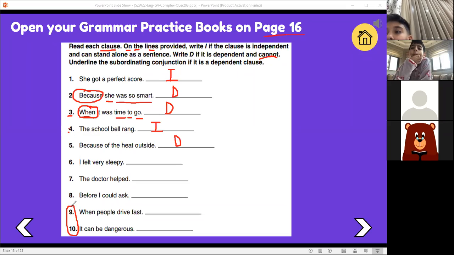Yalla Lama. Yes, miss. Do number 6 for us, please. I felt very sleepy. It is independent. Yes, thank you. Yalla Talia, number 7.